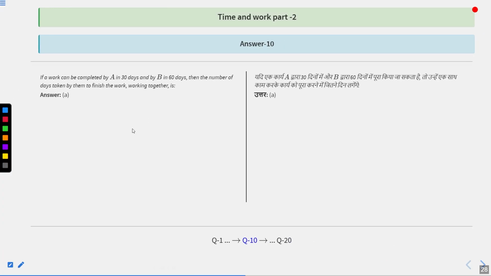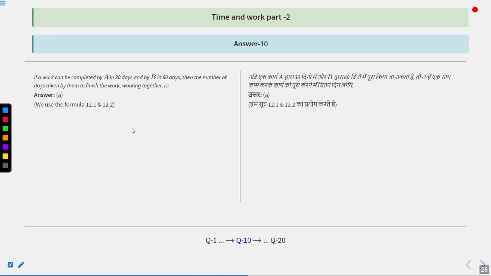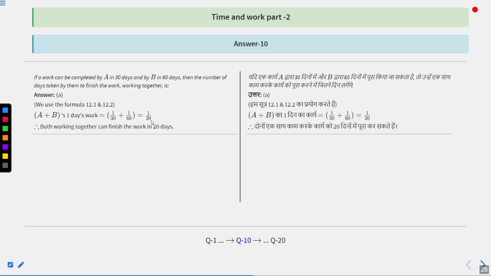Now time's up. Let's see the solution. The question says that A and B's one day work will become 1/30 plus 1/60, because A takes 30 days and B takes 60 days. So it will become 1/20 combined. So what will be the total number of days taken together? Efficiency is inversely proportional to time, so they will complete the work in 20 days.